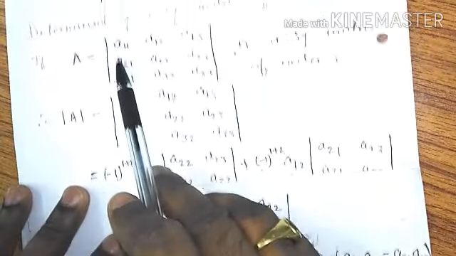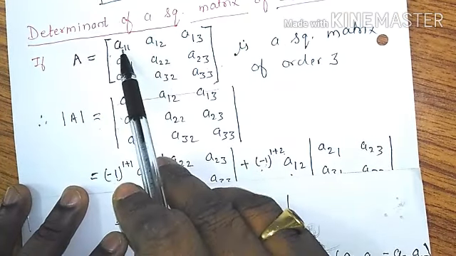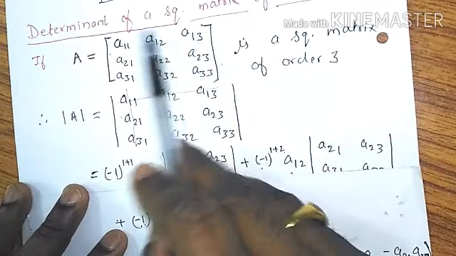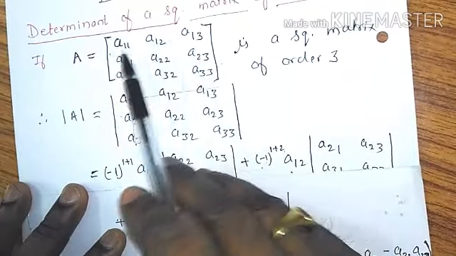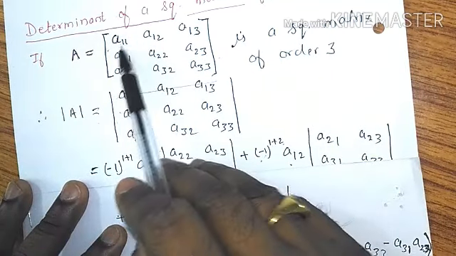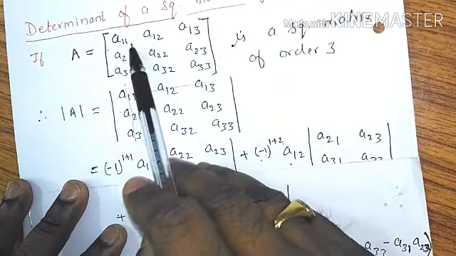So this element is called the element of even position. This is odd position, this is even position, like this. Whenever we get an odd position, we have to change the sign of this particular element. Here you can see that A11 is in an even place because 1 plus 1 is even.